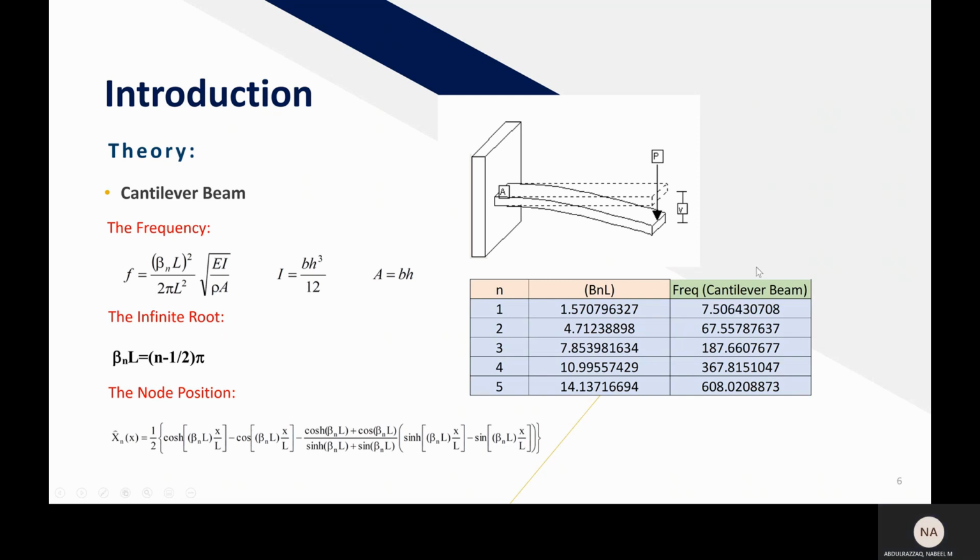And here also based on the root number, we can find the infinite root number, which is based on this equation. And we have these 5 root numbers. And based on these 5 infinite root numbers, the frequency can be calculated using this equation, and we will get these values of the frequency for the cantilever beam.